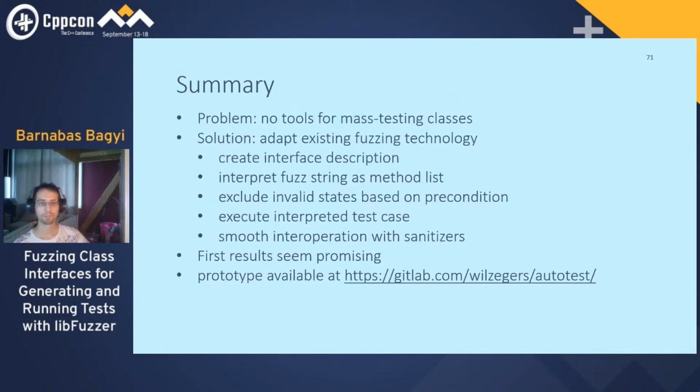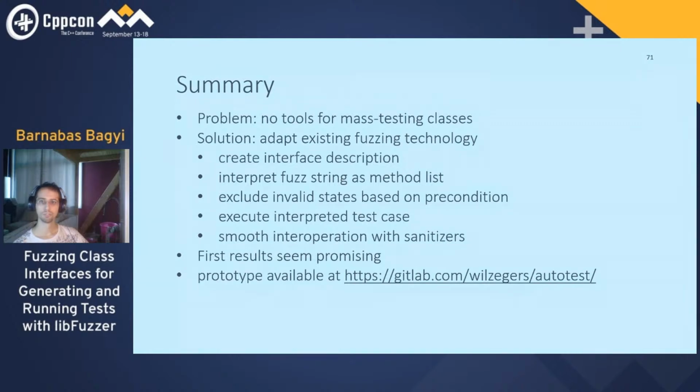So let's sum up what happened in the last 40, 50 minutes. We encountered the problem of not having mass testing tools in our repertoire. And the solution we tried was adopting existing fuzzing methodology.